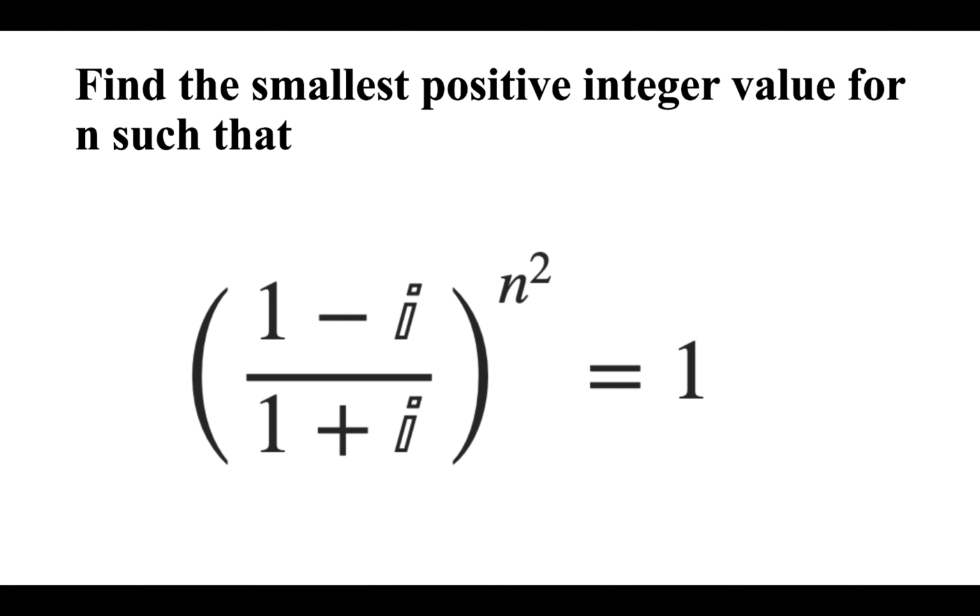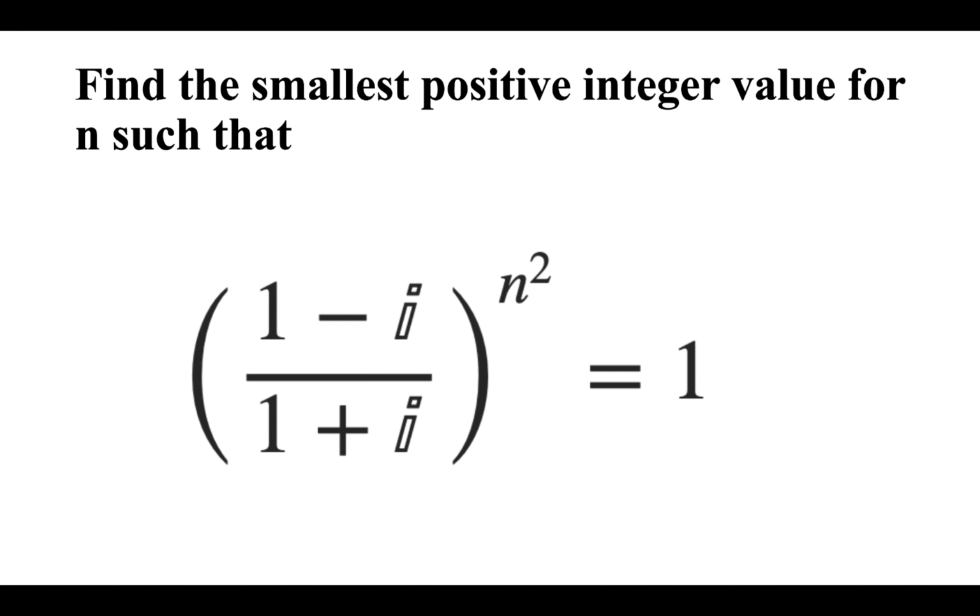Hey guys, welcome to my channel, and today we are going to discuss finding a solution to this particular problem on your screen. So what is this problem about? You must have guessed it very right. This is a problem from the domain of complex numbers, and what you're supposed to do here is to find the smallest positive integer value for n, so that this expression (1 minus i by 1 plus i) the whole raised to n squared is equal to 1 stands true.